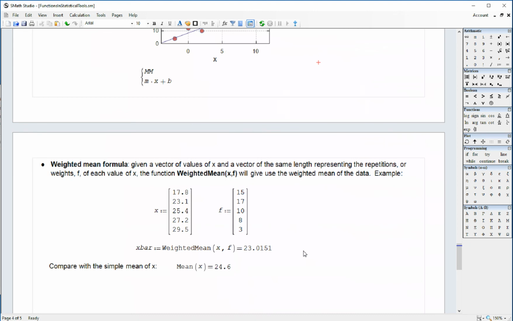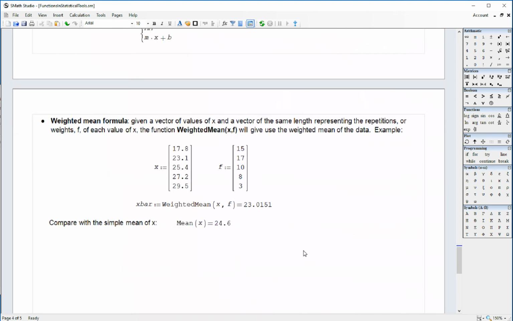Then there's something called the weighted mean. In the past, we used the function mean in the collection of videos presented in my playlist number 5. And if you want to calculate the mean of a vector, simply use the function mean. This is a function from the statistical tools package. But suppose that these values are associated with certain frequency. In other words, the number 17.8 is repeated 15 times, 23.1 is repeated 17 times, 25.4 is 10 times, and so on. You can adjust the weight of these numbers in the mean by using the weighted mean.